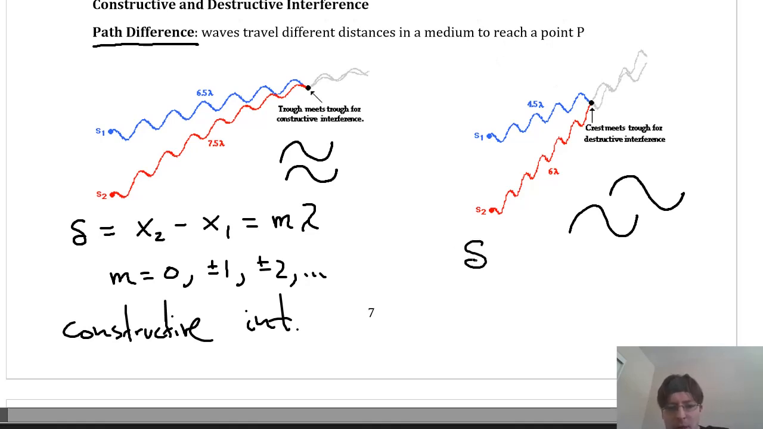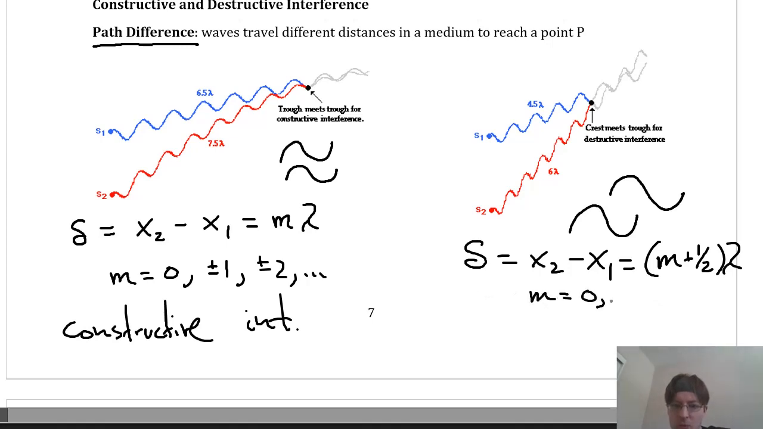So this will happen when the path difference, r2 minus r1, is equal to a half, 1.5, 2.5, and so on. And so we'll write that as m plus a half times a wavelength, where again, m can be 0, plus or minus 1, plus or minus 2, and so on. So the values of the integer are the same, but the equation's different. It's a half or 1.5, and so on. This is what we call destructive interference.